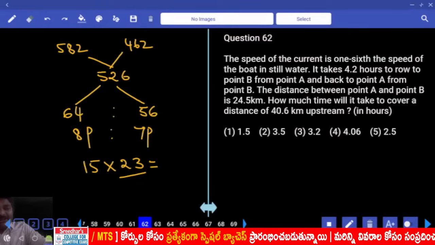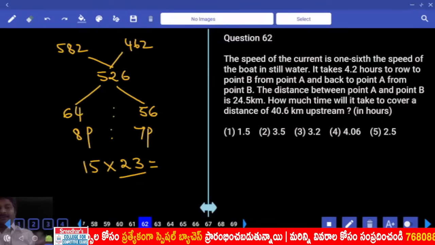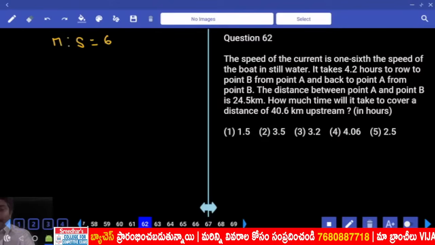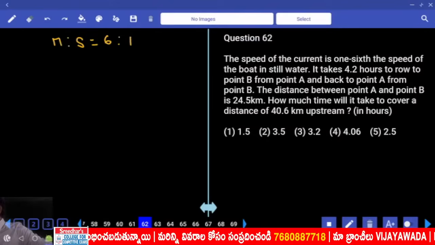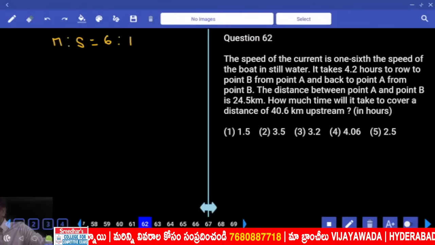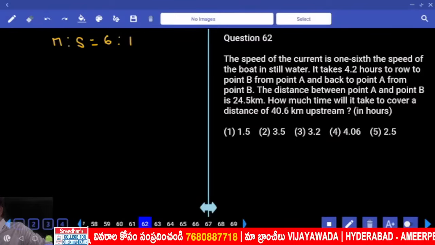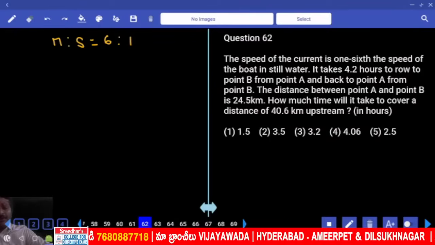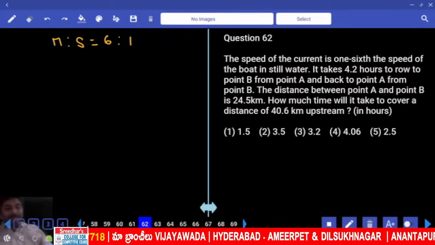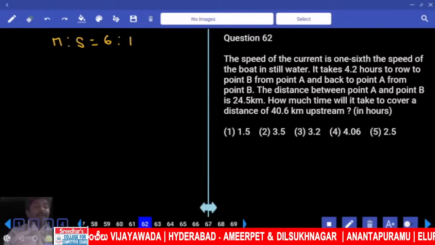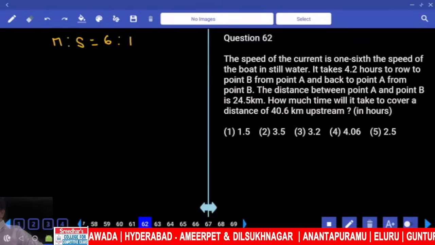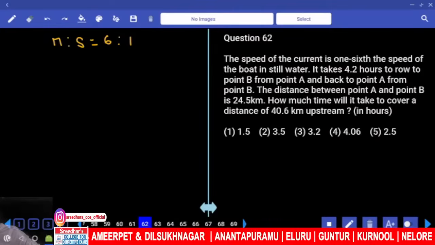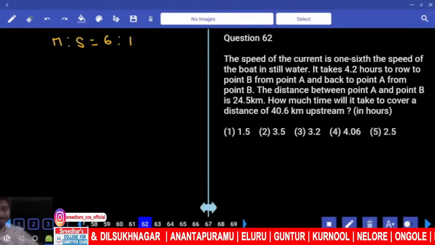The speed of the current is 1/6 of the speed of the boat in still water. So that means man speed to stream speed ratio is 6:1. 1/6 they said, denominator is 6. Man speed is 6 parts, stream speed 1 part. It takes 4.2 hours to row to point B from point A and back to point A from point B. A to B and then B to A. One onward direction, one return direction.